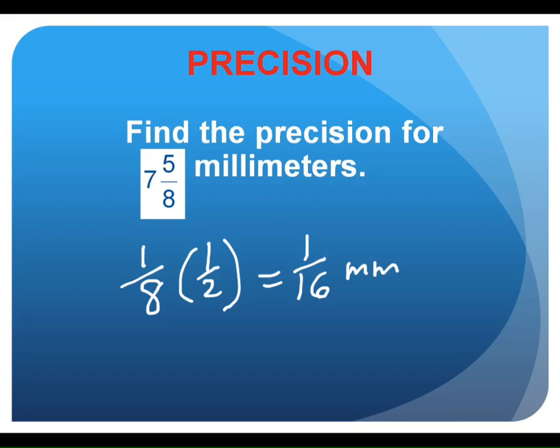Okay? A millimeter. I knew they used 1/8 because I saw the denominator was eighth. They measured in eighths. They measured 5/8. Okay? I take the smallest measurement and I multiply by half.